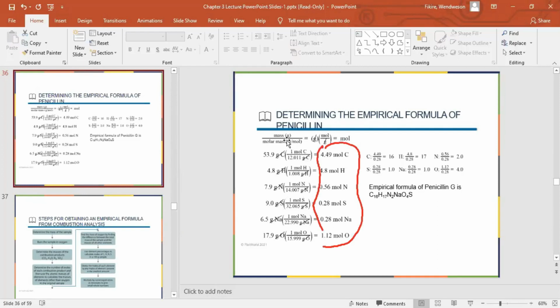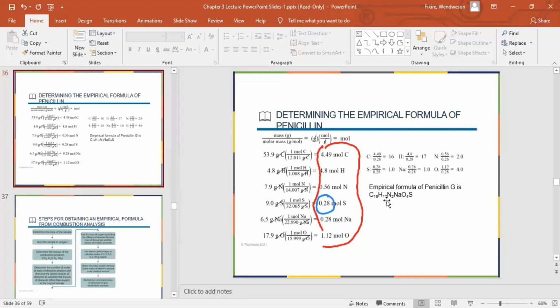Now, what's the next step? They pick the smallest mole ratio. Remember, you always have to start with the empirical formula first. The empirical formula by definition is the smallest whole number ratio of atoms in a molecule. So you pick the smallest one, which is 0.28, right here. Every mole ratio is divided by 0.28. Carbon 4.49 by 0.28, you get 16. Hydrogen 17, nitrogen 2, sulfur 1, sodium 1, oxygen 4. So we got integers here.